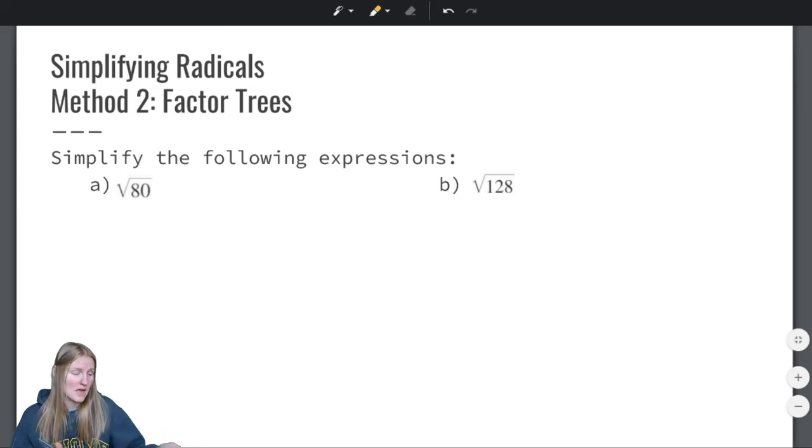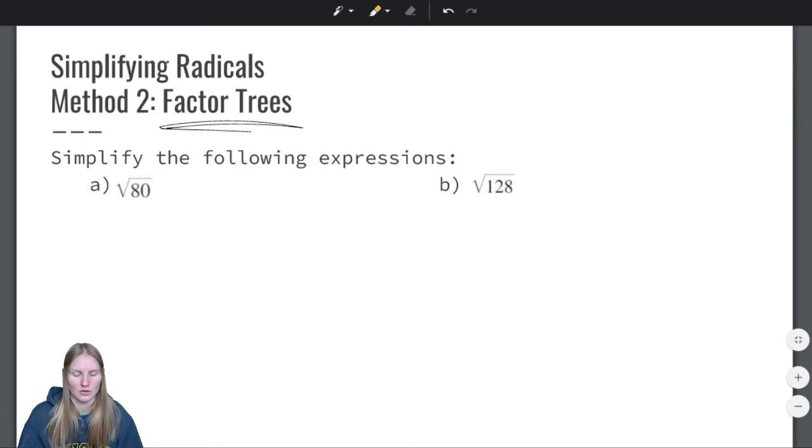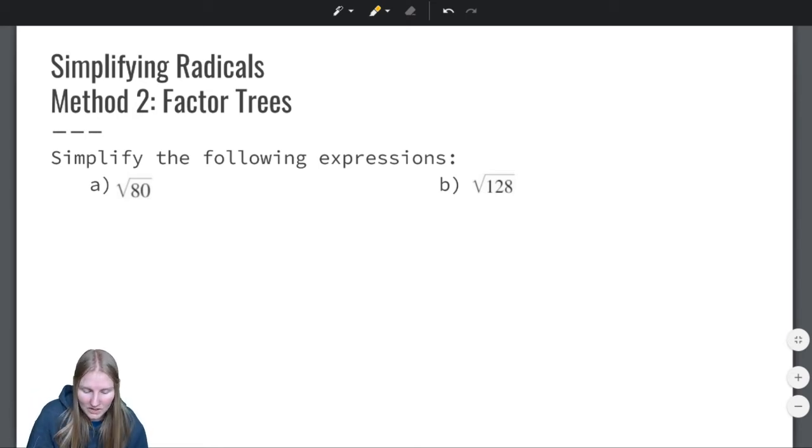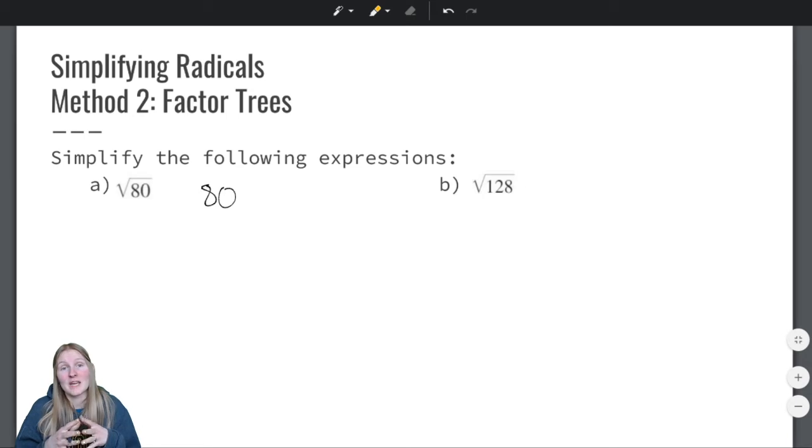The next method that works is called factor trees, or using factor trees. And what that means is we're going to take 80 and we're going to make a factor tree for it. If you don't know what a factor tree is, it means that we're going to find all of the factors of 80 using trees. And you'll see it looks like a tree when we're done. So 80. Let's see. There are many different ways that we can do this. Basically, just think of a factor of 80. What's a number that goes into 80?